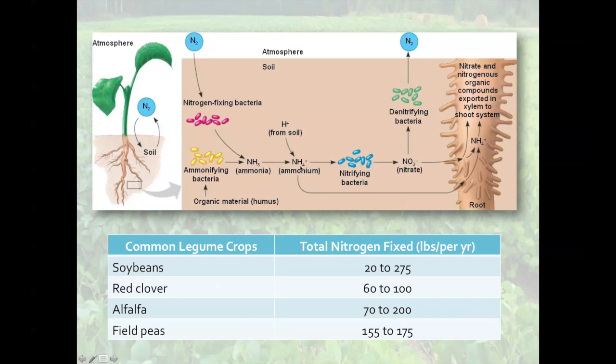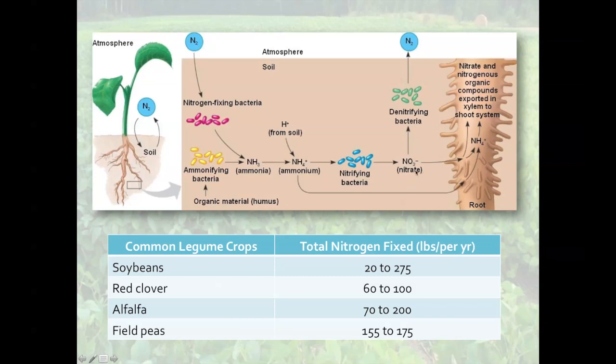nitrifying bacteria will then use this ammonium ion as a form of energy. They will then nitrify that, combine the ammonium with oxygen to form nitrates. The nitrates then can also be taken up into the plant. Remember, nitrogen fixing bacteria can actually put the nitrogen straight into the plant, okay? But nitrates can also be taken up into the plant and then will be converted to ammonium there.